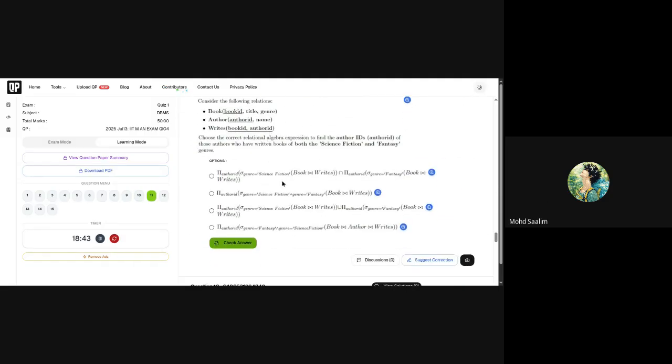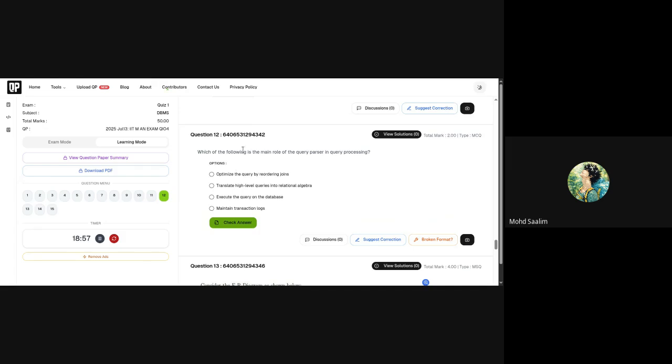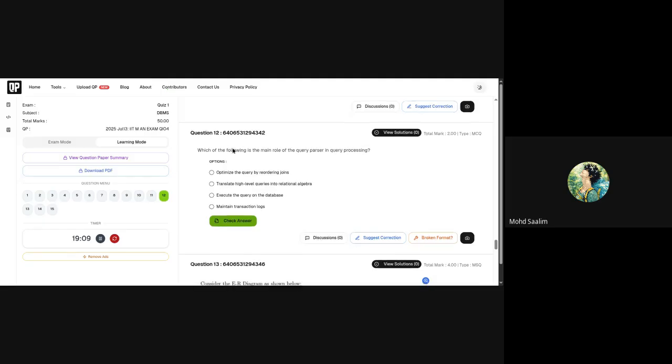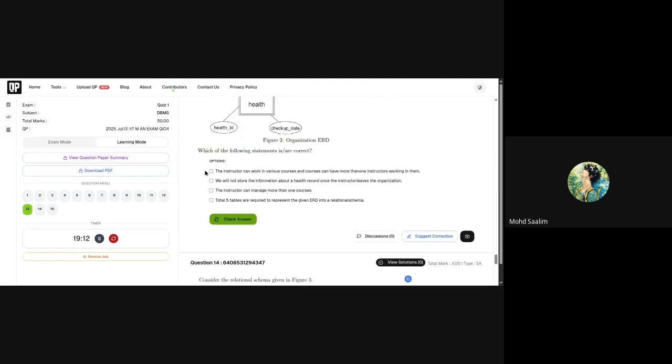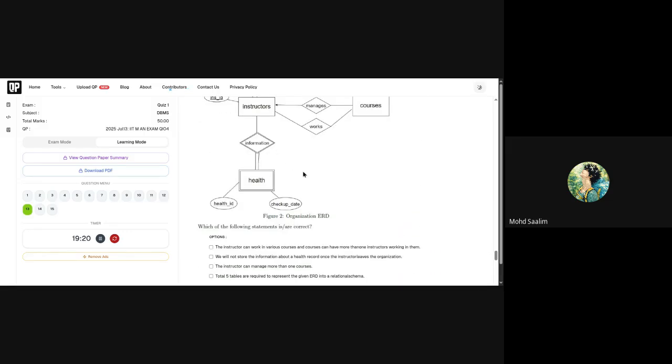So this question is again about relational algebra. So you can see the pattern. Relational algebra is being asked even more than TRC and DRC. Main role of query parser in query processing. The theoretical type of question, I will just put them in week one. Again, ER diagram is given, and they are again testing your knowledge on cardinality and participation. This will again come under ER diagram.